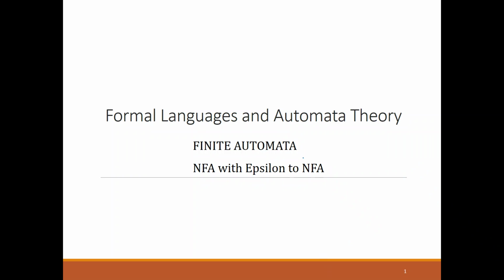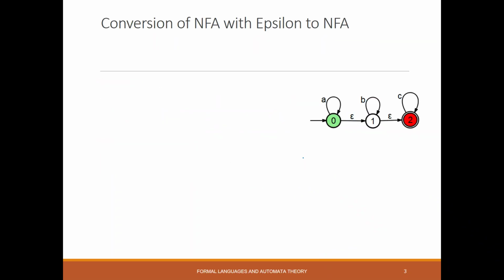In today's class, we are going to discuss conversion of NFA with epsilon to NFA without epsilon. You are given a question. Please note the point that epsilon transitions are available only for NFA and not for DFA. The meaning is, if you find an epsilon transition in a question, it will obviously be an NFA. It can't be a DFA.